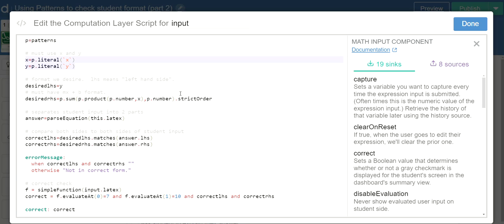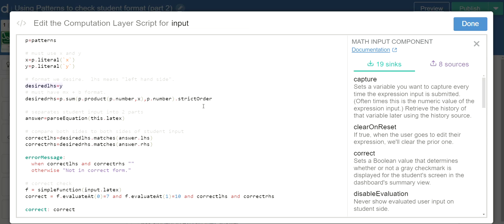Then we need to have formats that we desire. So I created this variable. I'm calling it desired LHS. And what that refers to is the desired left-hand side of the equation. What do we want to see left of the equal sign when the student inputs? Well, all we want the student to input left of the equal sign is the variable y. And I've already defined y a couple lines above, so this part's pretty simple and straightforward.